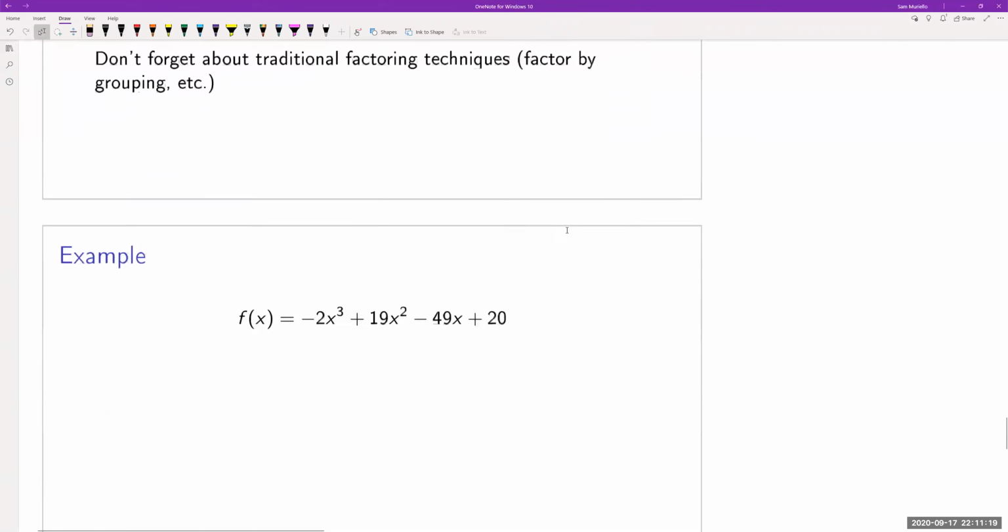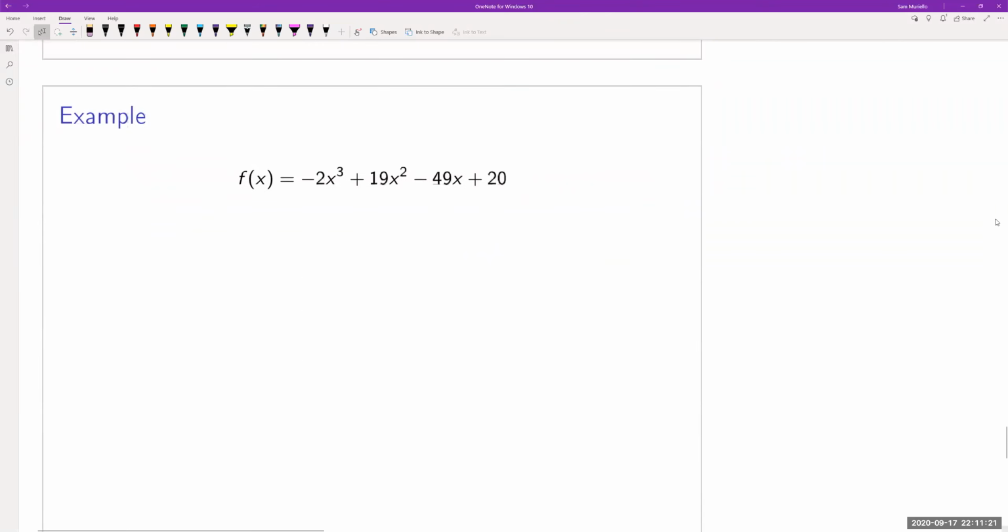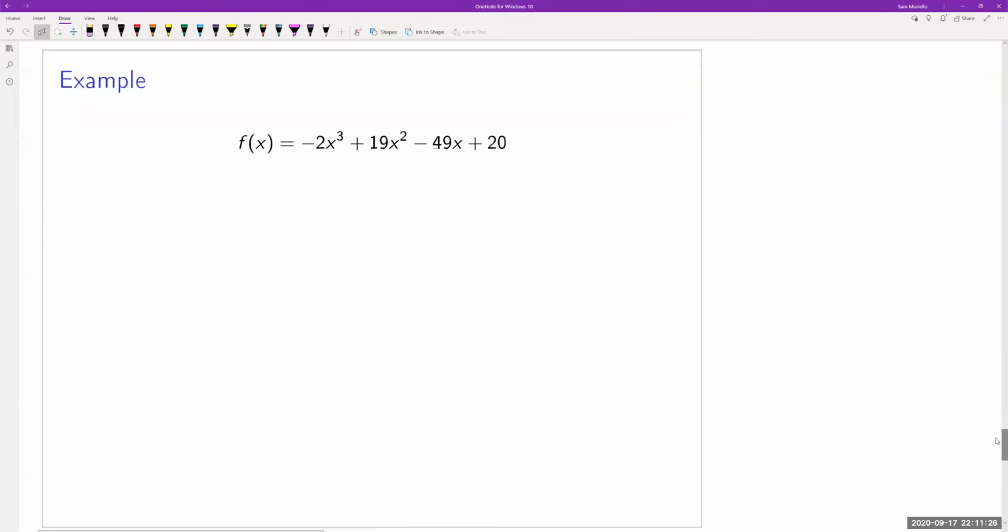Let's try an example here. I would like to fully factor this piece here, -2x³ plus 19x² minus 49x plus 20. First thing we'll do is list the p's and the q's. So the q's are going to be 1 or 2. And the p's are going to be 1, 2, 4, 5, 10, 20.